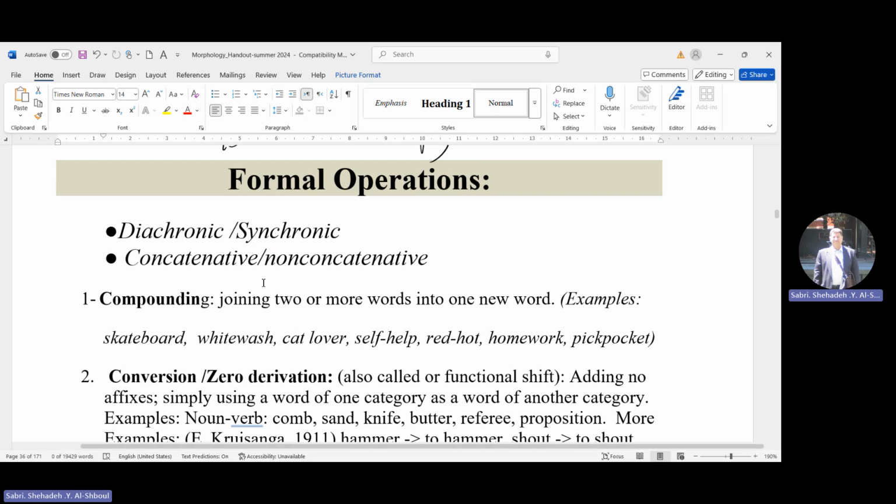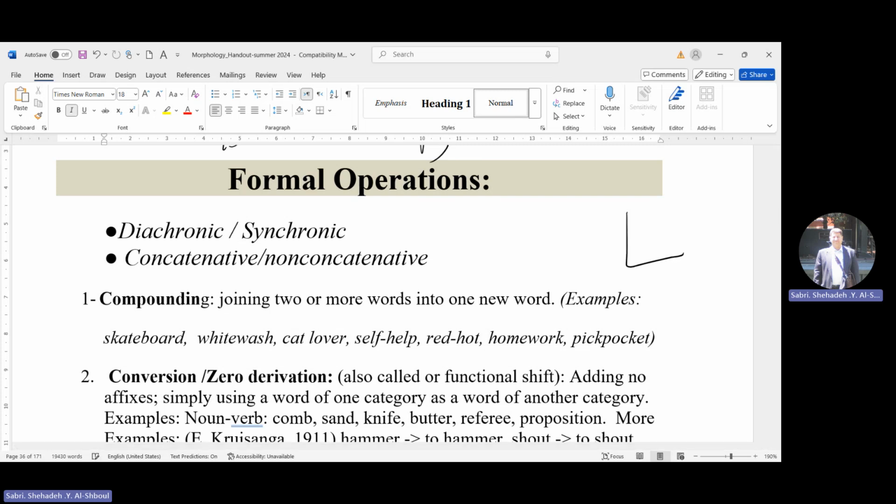Okay, now let's move to the formal operations. When we say formal operations, we mean the operations that take place in the language and they represent or motivate a change in the language. These operations are called formal because they can be distinguished easily and they can apply to the structure of the language, to the history of the language, to the use of the language, and so on and so forth, and they are predictable. So these operations are represented in two levels.